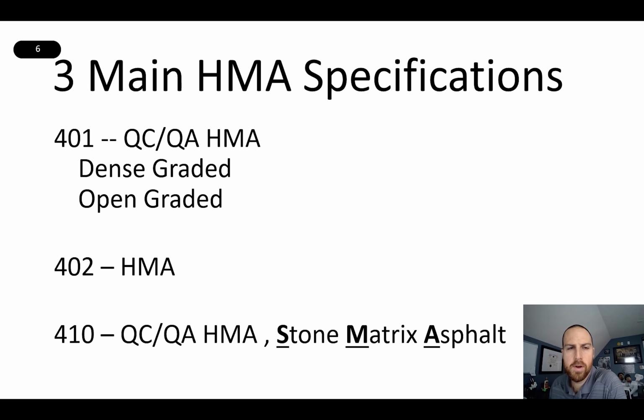As alluded to before, there are three main HMA specifications: 401, 402, and 410. 401 is most of the quality control, quality assurance HMA, which includes dense graded and open graded material. This is material accepted based on test results. 402 is typically referred to as 402 mix or certification mix. This is mix that is accepted on certification with test results from the producer. And then 410 is SMA pavement or stone matrix asphalt.